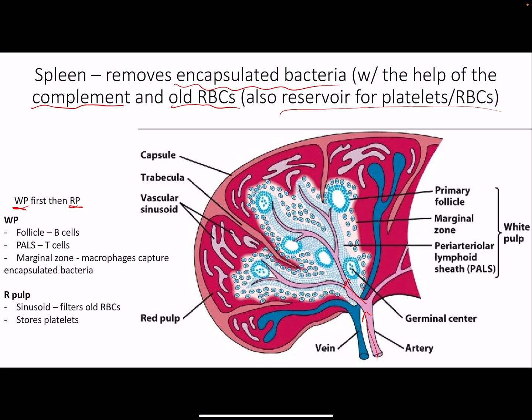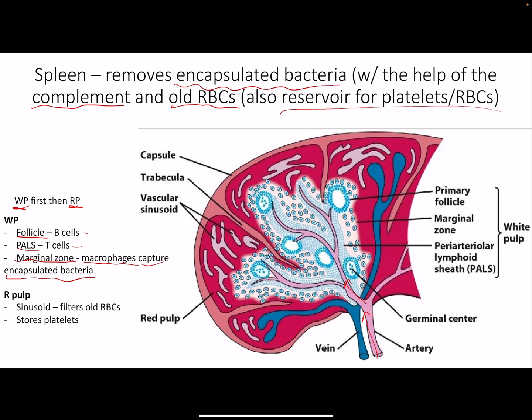So the white pulp includes the follicles, the periarteriolar lymphoid sheath, and the marginal zone, which respectively have B cells, T cells, and macrophages. I think of M marginal, M for macrophage. This is what's going to be capturing the encapsulated bacteria.